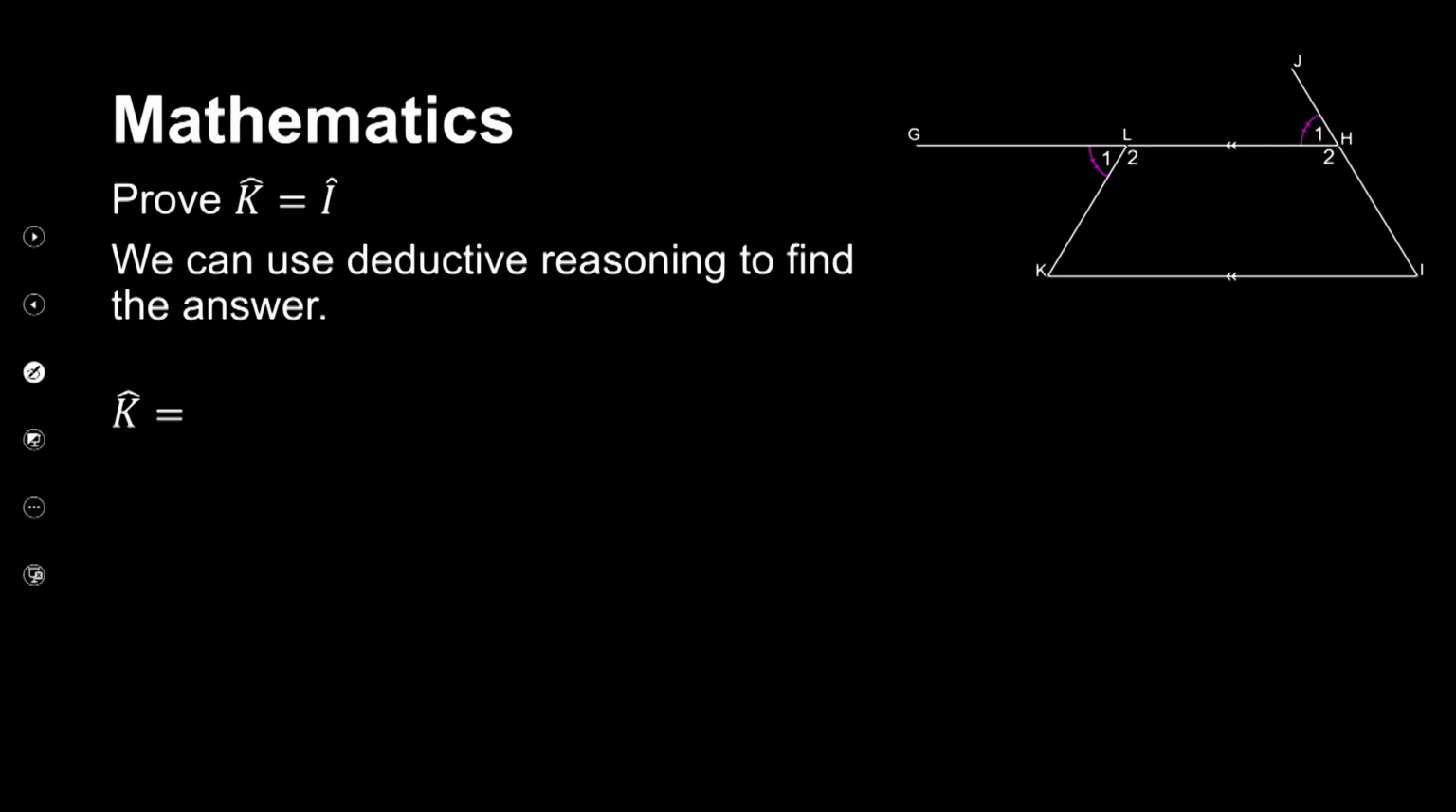So what do I know from this diagram? I know that K is going to be equals to L1, right? So K will be equals to L1, and my reason for this will be alternate angles, but remember, you don't leave it there. They are alternate because GH is parallel to KI, right? Some people might not use GH, they might use LH. They both lie on the same line.